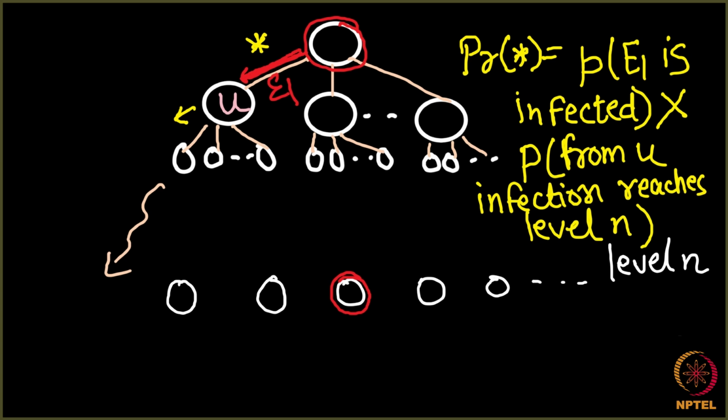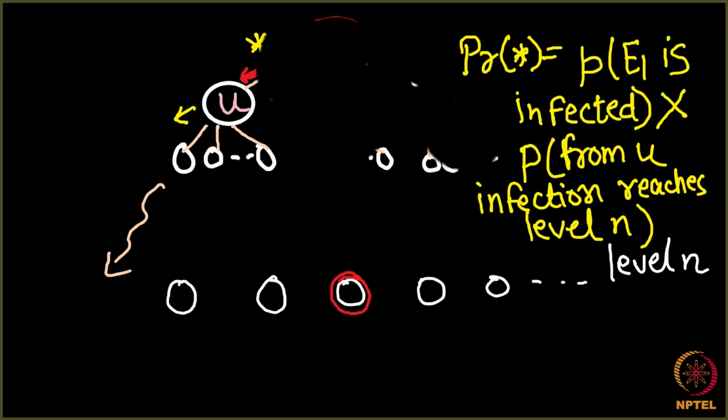Wait. I'll just rub all this portion. Let's say all this is not here. I forget about all this. And what I want to know is that you start from U and infection reaches level N. So this was here level N. What is this level for U?